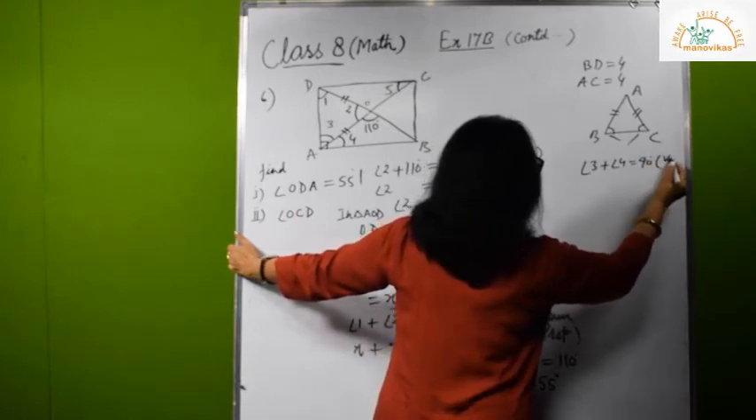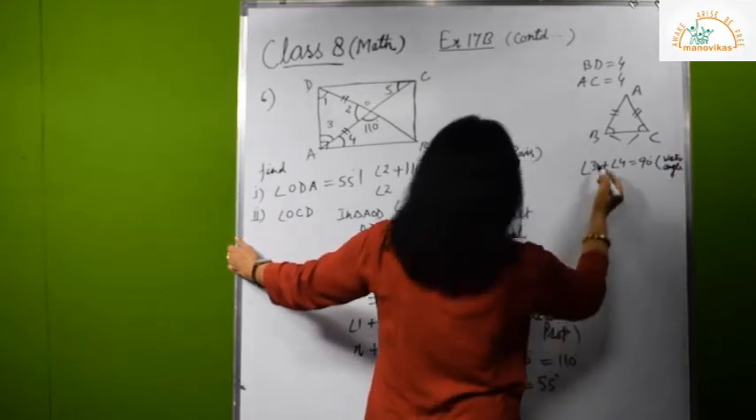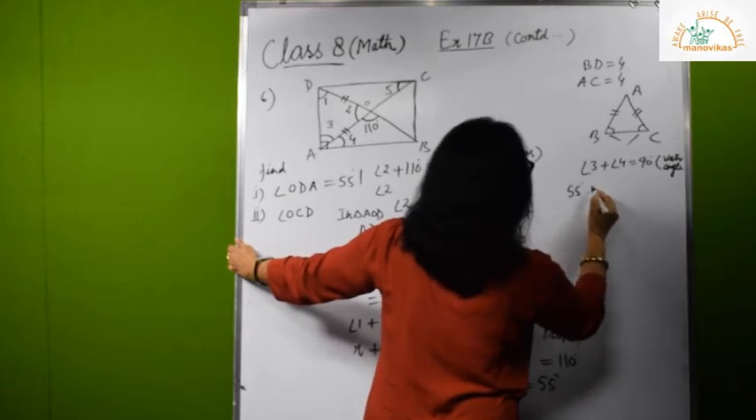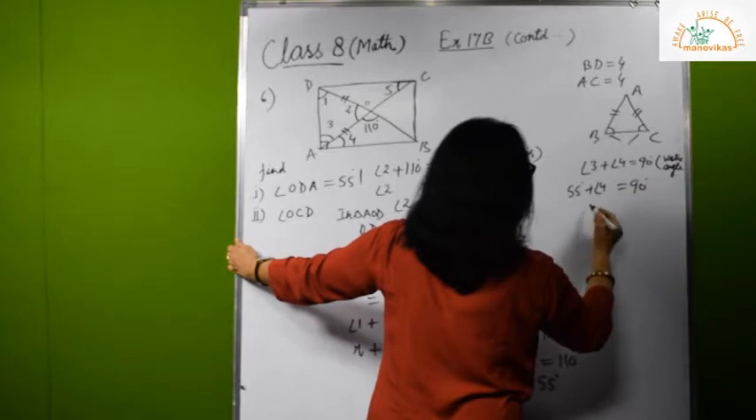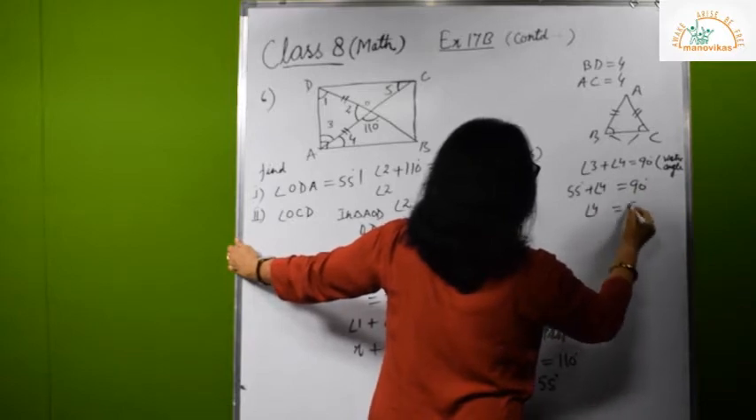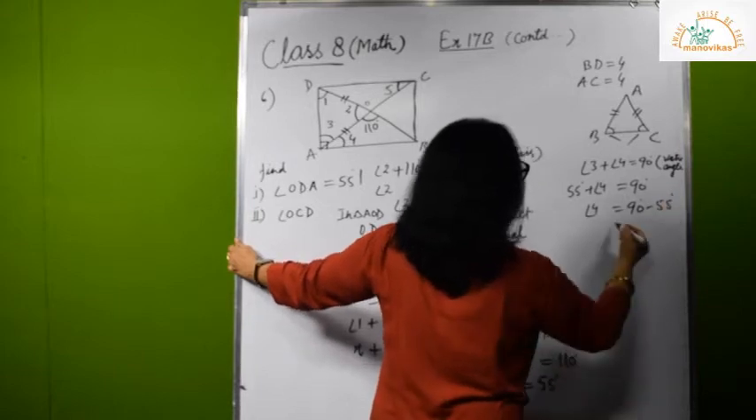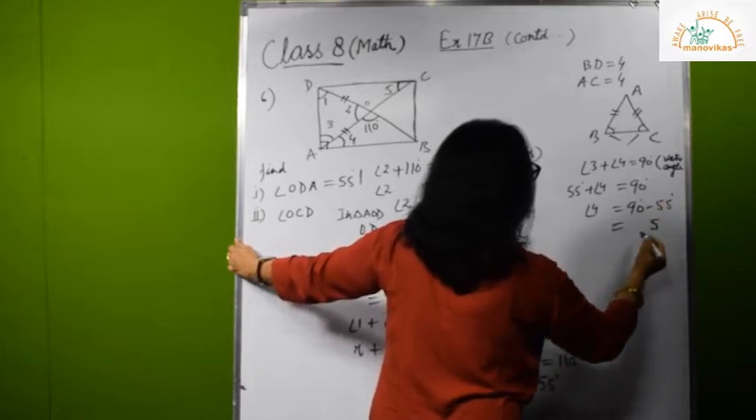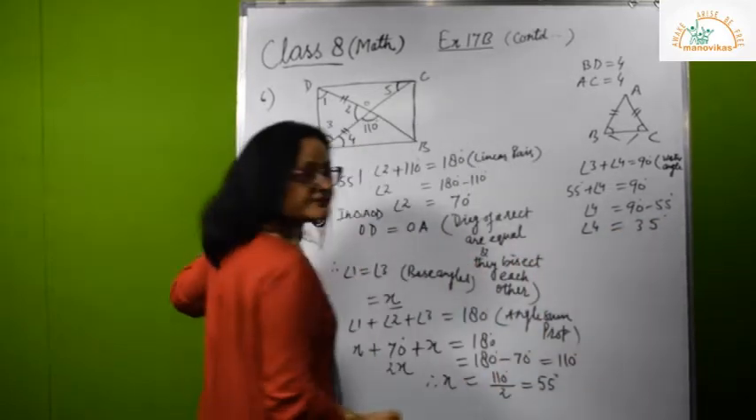Angle 3 plus angle 4 is equal to 90 degree. Why? Vertex angle of the rectangle. This is vertex angle. But angle 3 is equal to 55. So 55 plus angle 4 is equal to 90 degree. So angle 4 is 90 degree minus 55. Angle 4 is equal to 35.